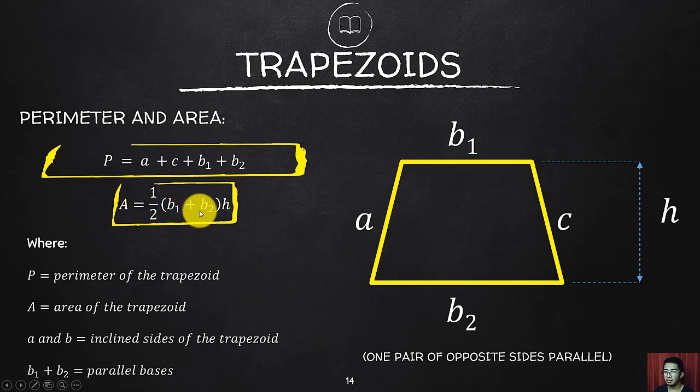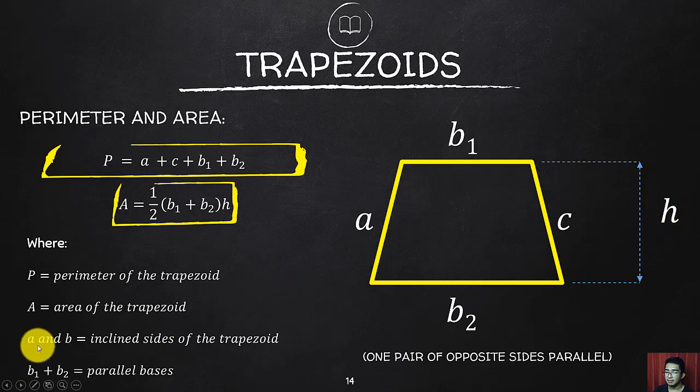What is base 1 and base 2? Base 1 and base 2 are the parallel bases. These are the sides that are parallel to each other. These two sides are horizontal, therefore they are parallel with each other. So according to this, you add base 1 and base 2 and multiply it by height. What is height again? That is your altitude. Therefore h must be a perpendicular height. So again, h is an altitude similar to the triangle. That is your perpendicular height.